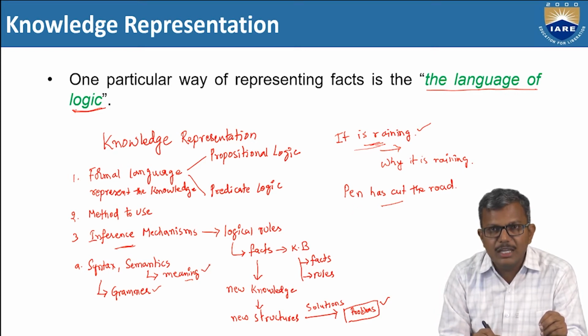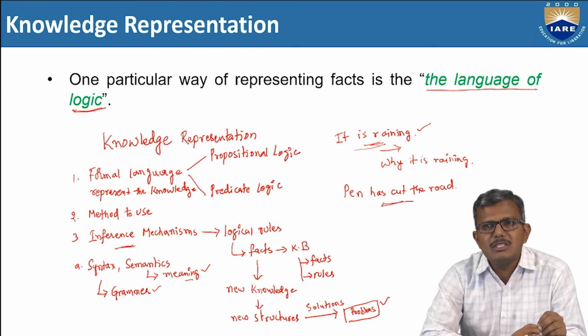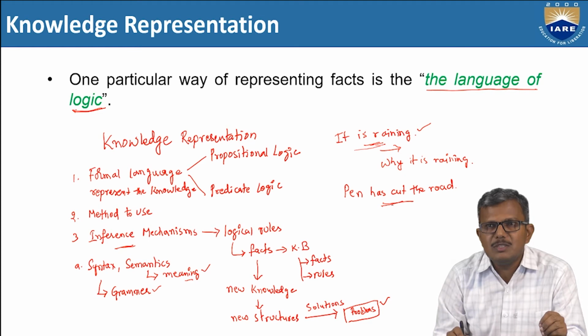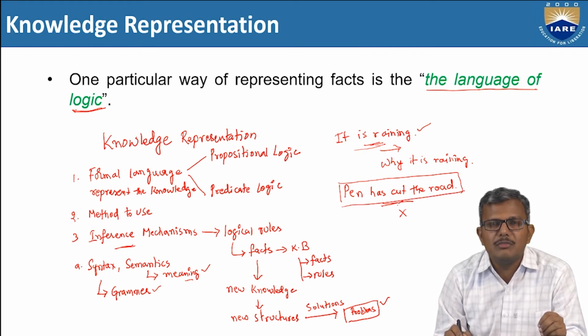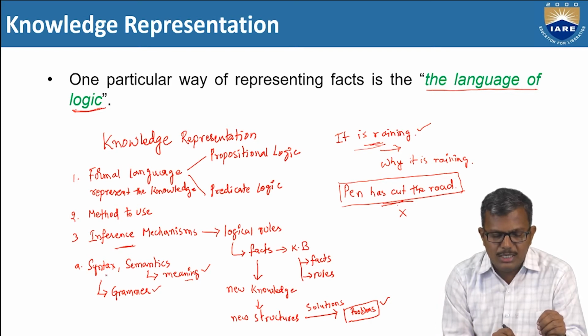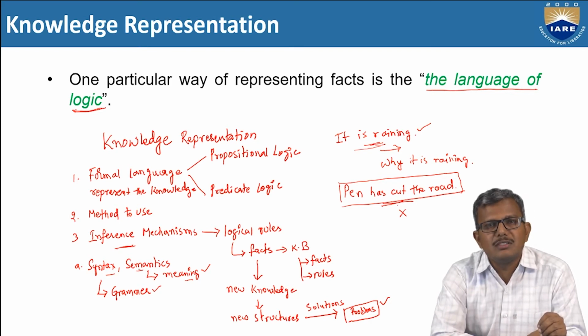But when it comes to the meaning, does this statement have any meaning? How can we say that with the help of a pen we can cut the road? Is it possible? It is not possible. So in this particular case you have followed the grammar, but you did not follow the meaning. While representing knowledge, we need to represent English sentences which should have both the syntax as well as the semantics.